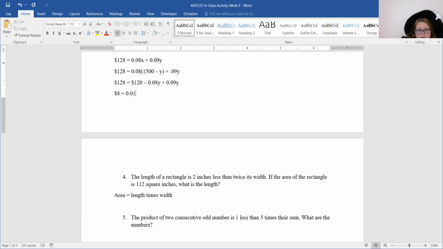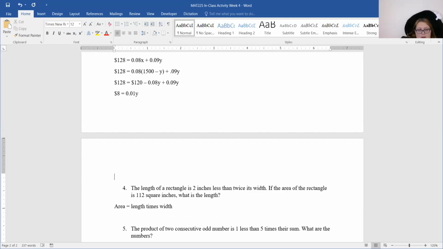So I got 112 equals L times 2W. 112 is the area, L is the length, and W is the width. Right. That's how I'm writing it. That's how I wrote mine, 112 equals L times 2W, because it's 2 inches less than twice its width. But I may be wrong about how to write this out.